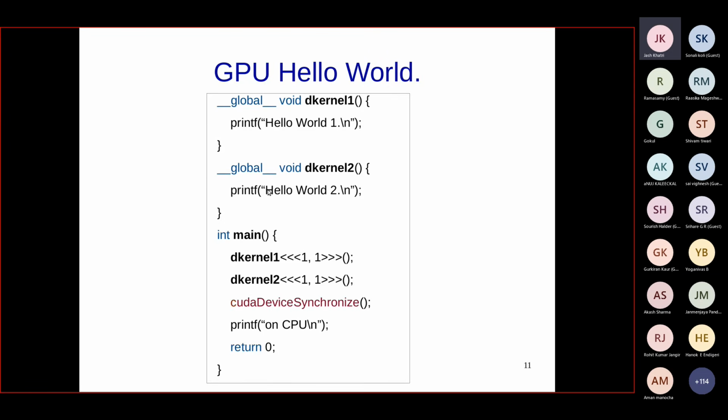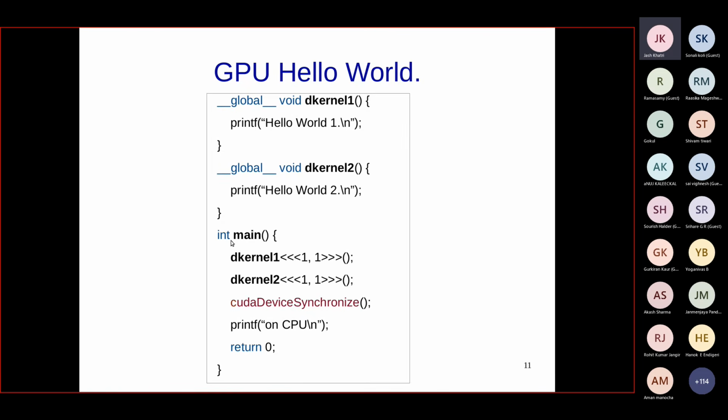So hello world 1 and hello world 2 will be printed on the GPU, and then as the execution of both the kernels is finished, the CPU will move ahead. It was blocked here at cudaDeviceSynchronize, waiting for both the kernels. So both the kernels are finished, hello world 1 and hello world 2 have been printed. It will move on and then "on CPU" will be printed by the CPU, because here in main everything is being done by the CPU.